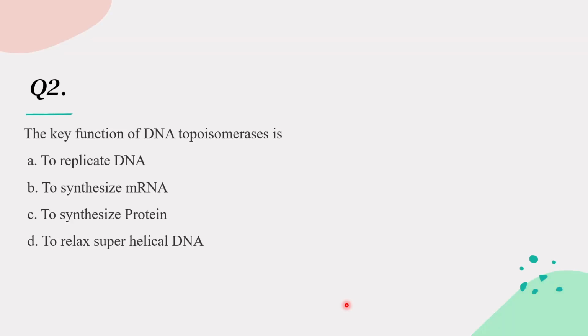The key function of DNA topoisomerases is to replicate DNA, to synthesize mRNA, to synthesize protein, to relax superhelical DNA. Please answer in 2 minutes, then we will discuss. Okay?